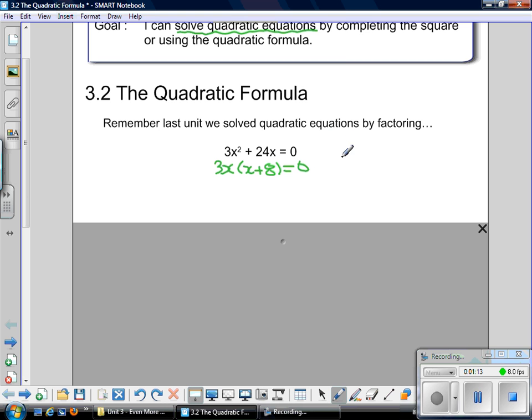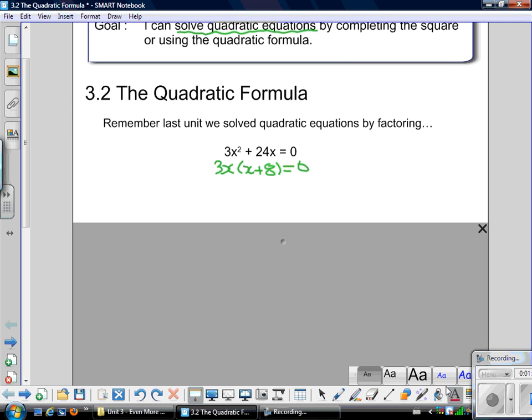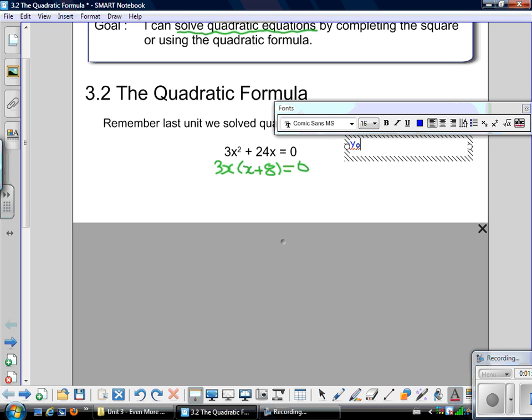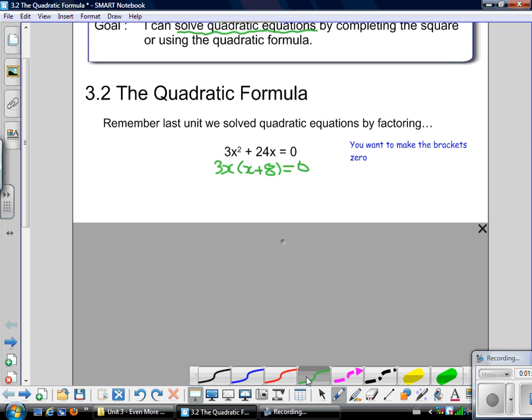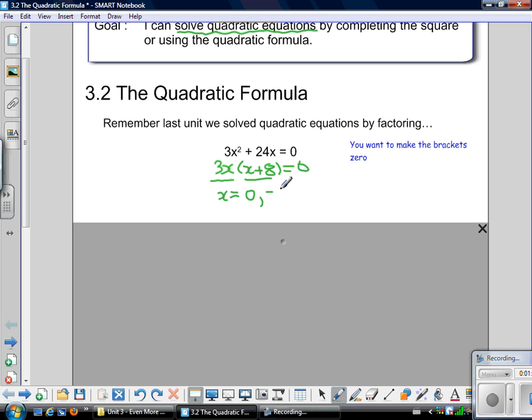So that's what we wanted to do, and maybe we'll just write that to the side so that we remember that that's what our purpose always was. You want to make the brackets 0. So when I make those brackets equal to 0, how do I get 3x equal to 0? Well, that means that x would equal 0. And for the other bracket, if I wanted it to equal 0, it would mean that my 8 would have to be a negative 8. Okay, so we solved that.